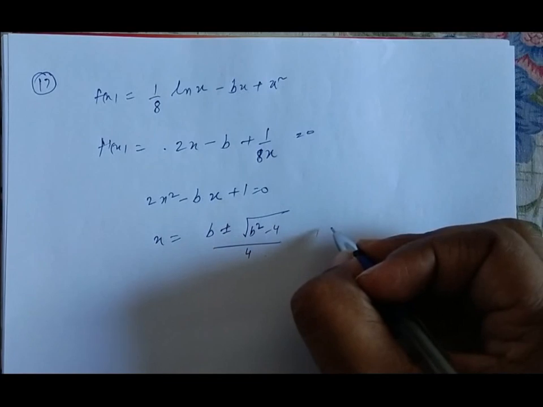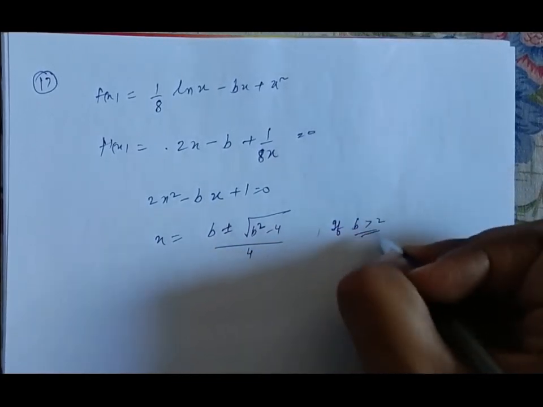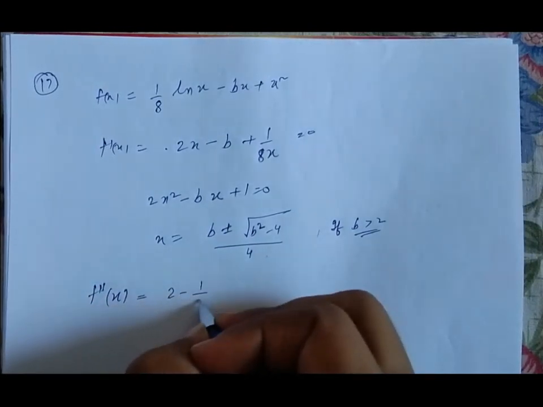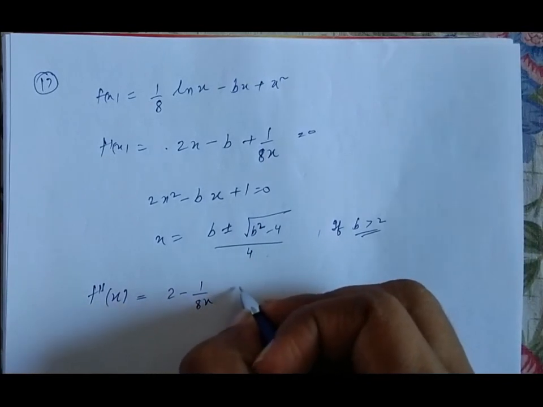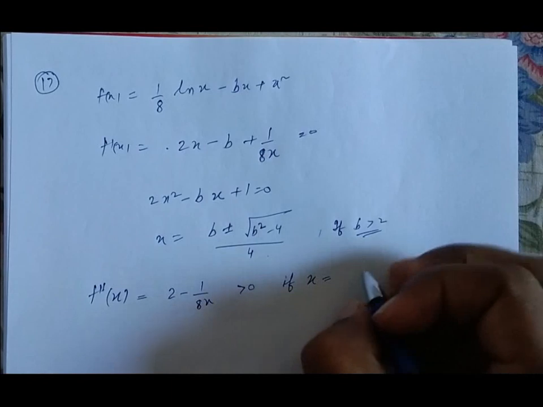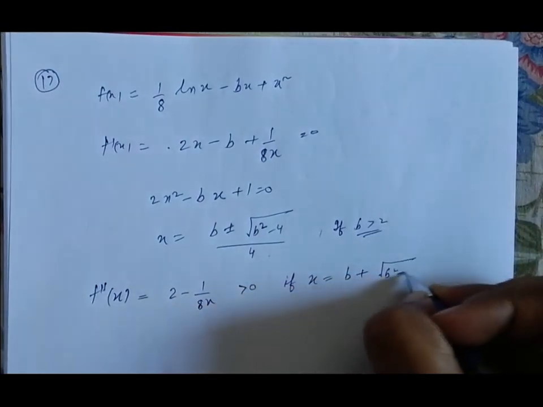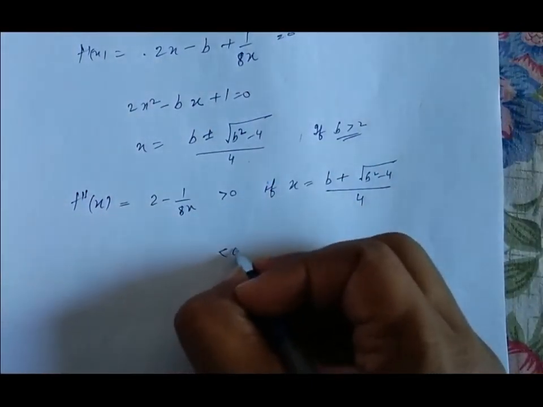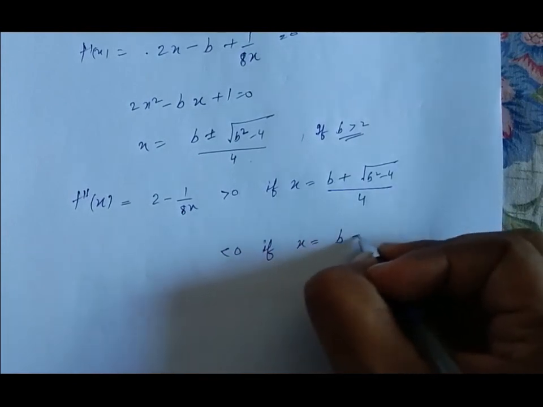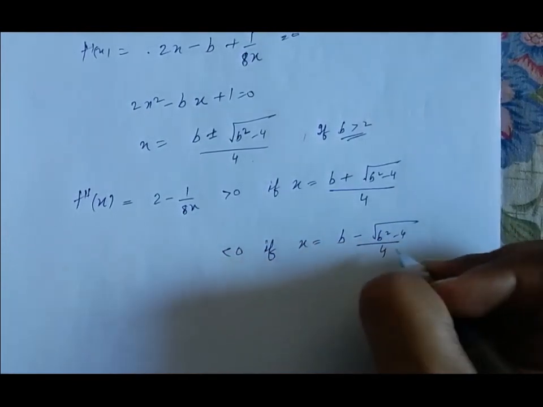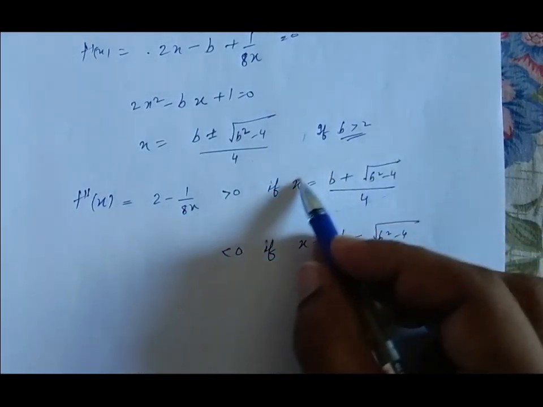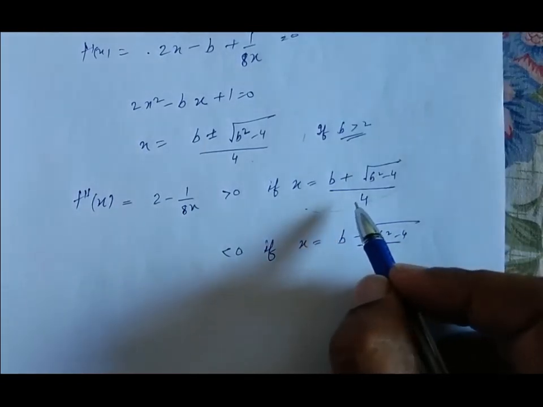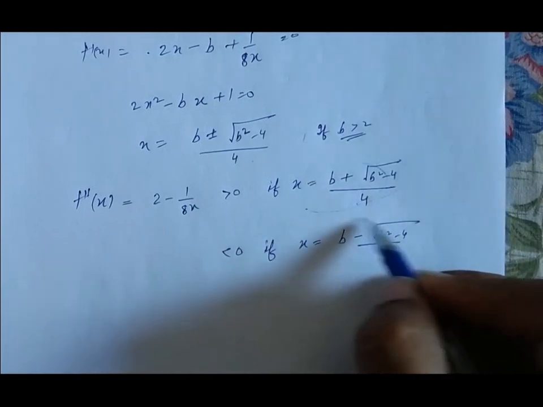So for this, b has to be greater than 2. Let's calculate f double dash x. This would be equal to 2 minus 1 by 8x. It is greater than 0 if x is equal to b plus square root of b square minus 4 upon 4, but this expression would become less than 0 if x is equal to b minus square root of b square minus 4 upon 4. So sorry, this would be the point of minima, and the other would be the point of maxima.